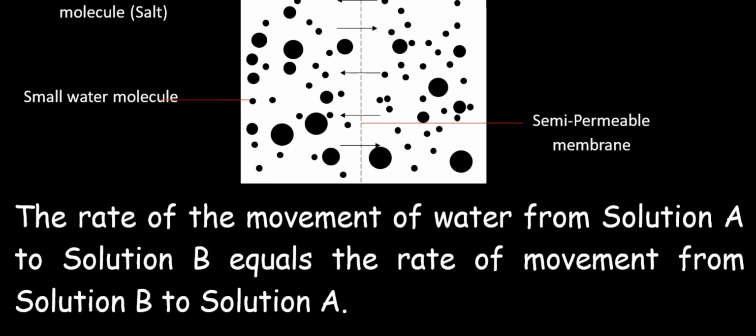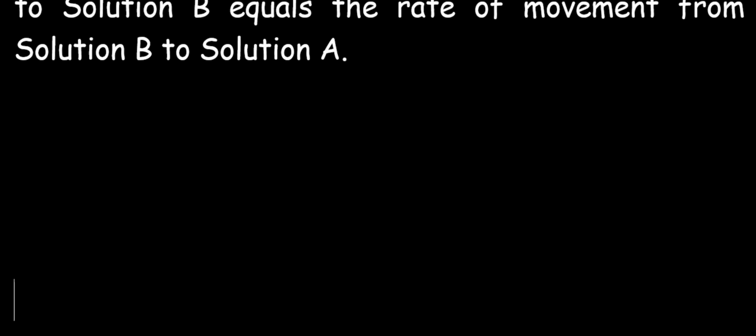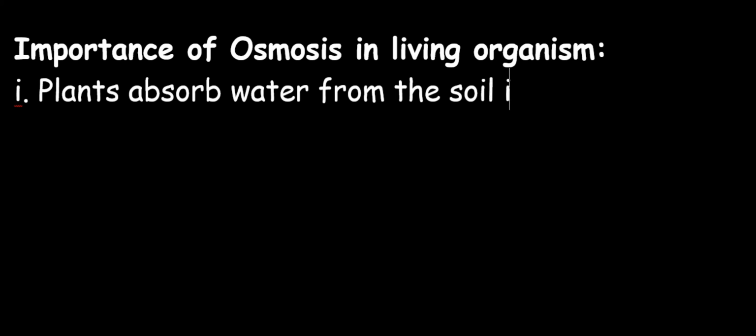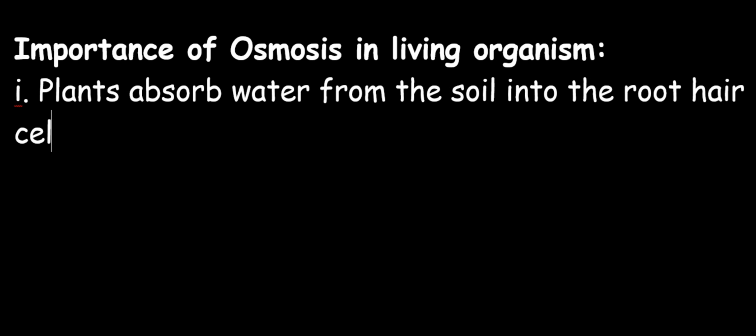Having shown you the processes involved in osmosis, I will be telling you the importance of osmosis in living organisms. Osmosis is very important in living organisms in the following way. Number one, in plants: plants absorb water from the soil into the root hair cells by osmosis.